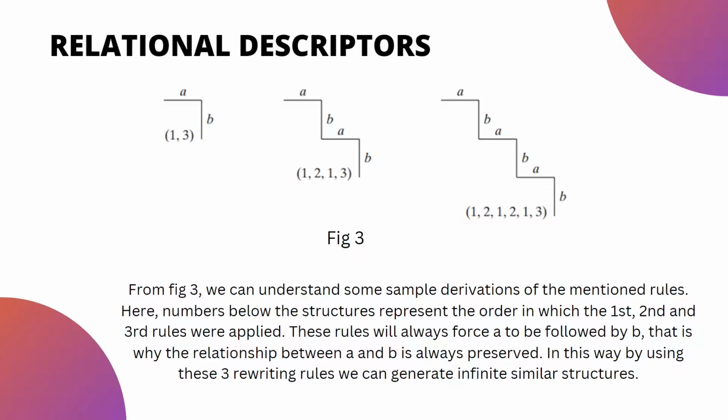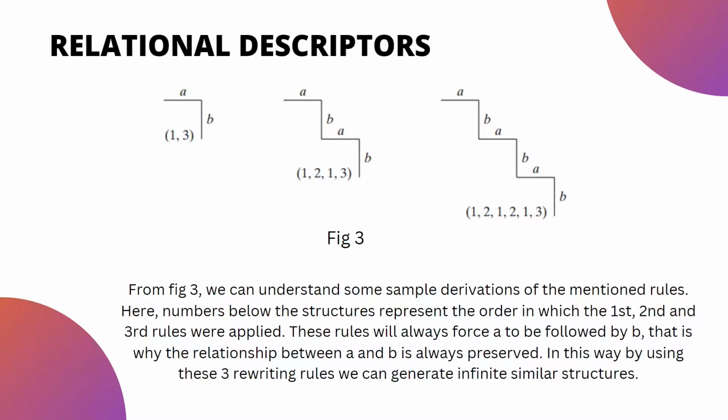From figure 3, we can understand some sample derivations of the mentioned rules. Here, numbers below the structures represent the order in which the first, second and third rules were applied. These rules will always force a to be followed by b. That is why the relationship between a and b is always preserved. In this way, by using these three rewriting rules, we can generate infinite similar structures.